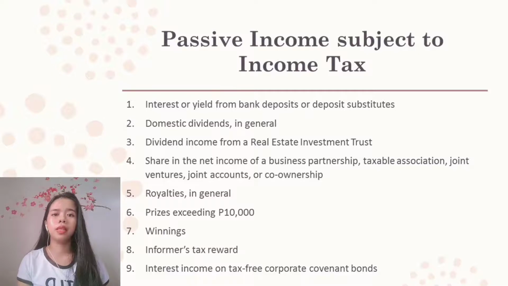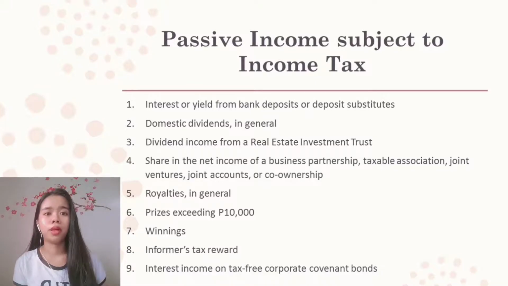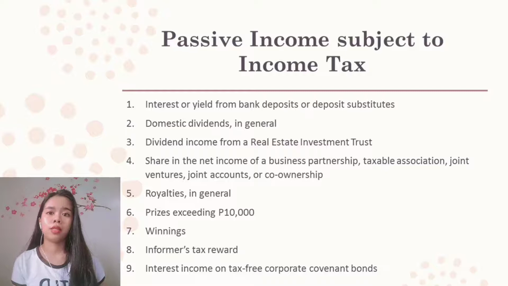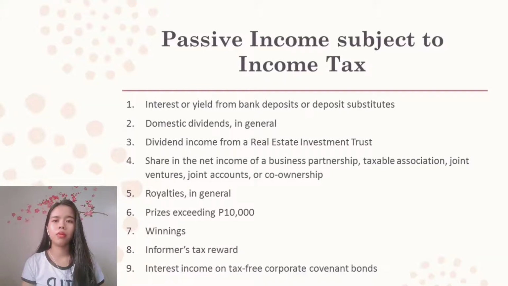First is interest or yield from bank deposits or deposit substitutes, domestic dividends, in general, dividend income from a real estate investment trust, share in the net income of a business partnership, taxable association, joint ventures, joint accounts or co-ownership, royalties, in general, prizes exceeding 10,000, winnings, informer's tax reward, and interest income on tax-free corporate covenant funds. So, these are some of the examples of the passive incomes that are subjected to final tax. So, the rest of the reporters will be the ones to discuss it.